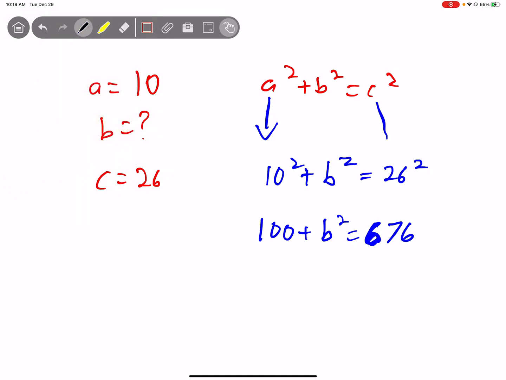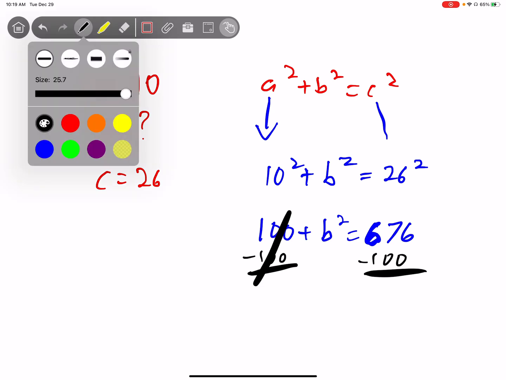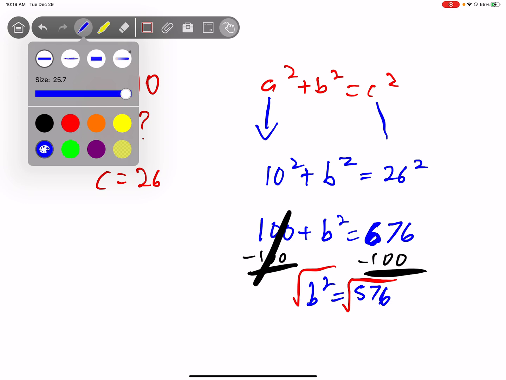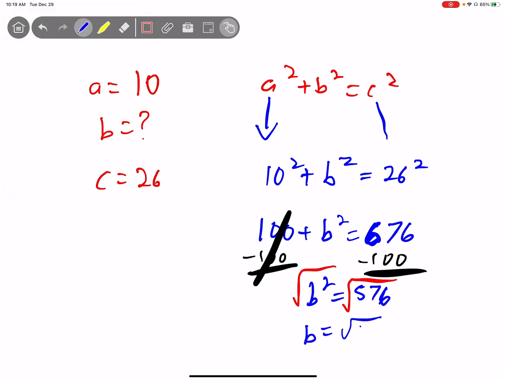First thing I'm going to do is subtract 100 from both sides. This cancels out. I'm left with B squared equals 576. Remember, to solve for B squared, you're going to have to get the square root of 576, which means square root here, square root here. B equals the square root of 576, and we're going to solve for that right now.